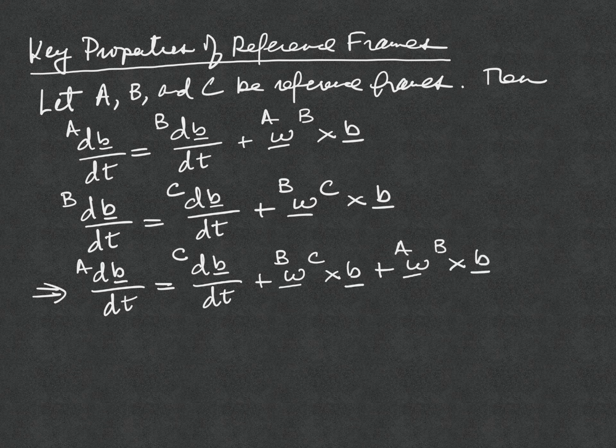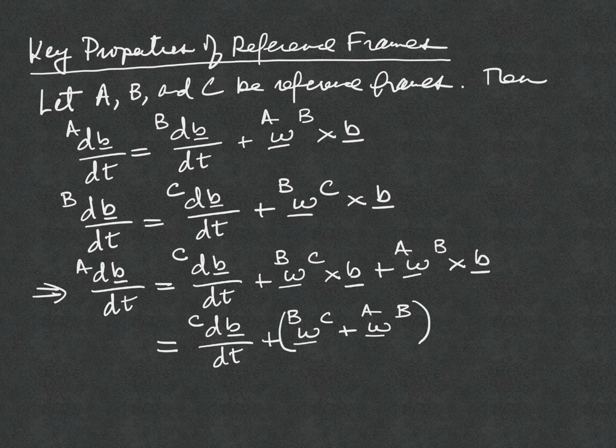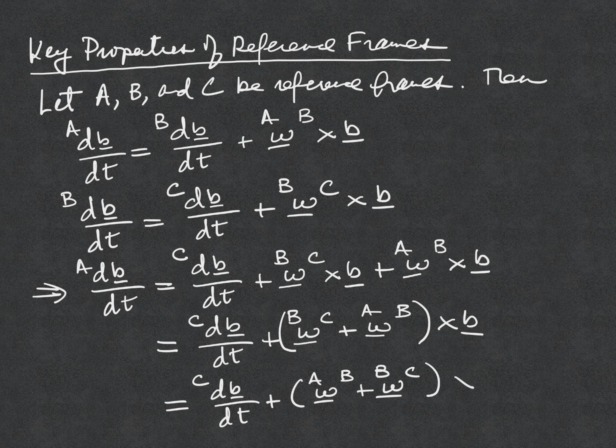And again, I can take the cross product out on the right, this time with B, and that gives me dB/dt in C plus omega CB plus omega BA crossed with B, which can be rewritten as dB/dt in C plus omega BA plus omega CB crossed with B.